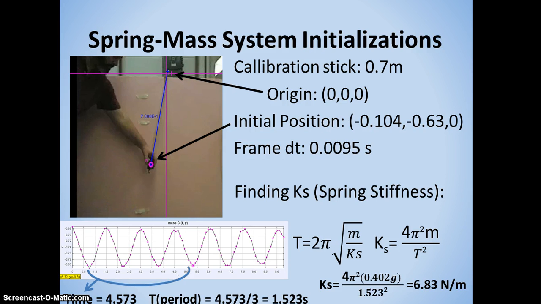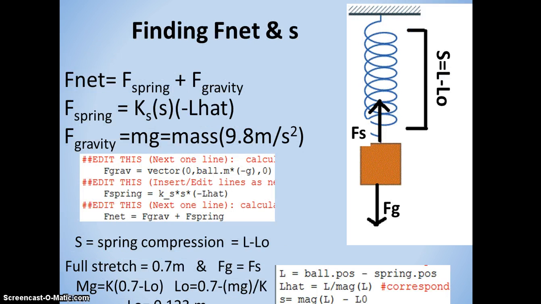First thing to do was find our Ks, which is our spring stiffness. From our position data in the y versus t, I found 3 oscillations, and the time was 4.573 seconds. I divided by 3 to find our period. And I used my period of a spring equation, switched it around, and found that k equals 6.83 newtons per meter.